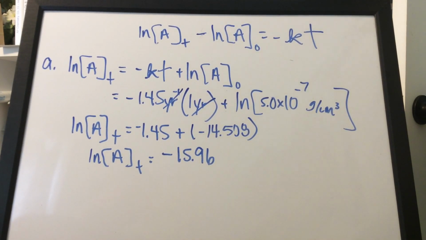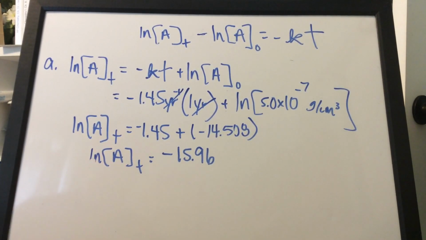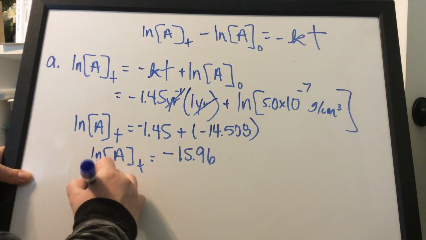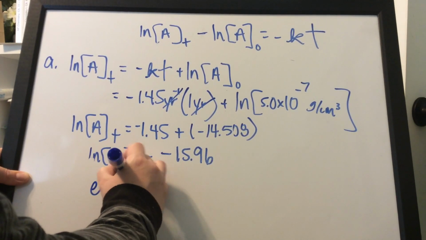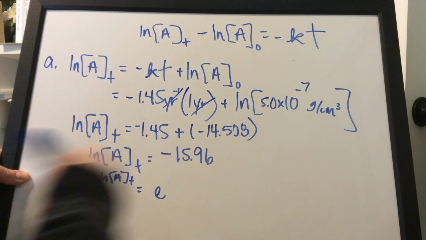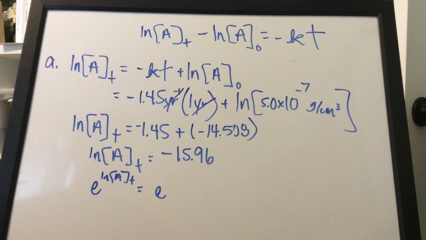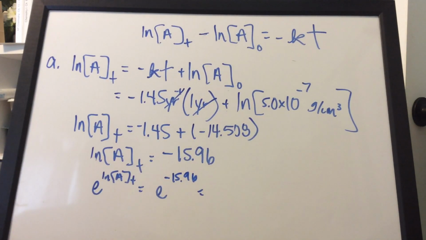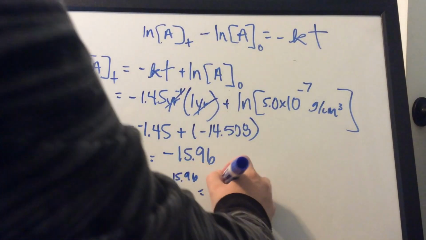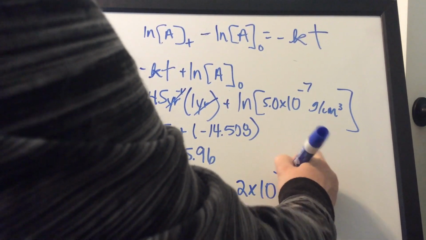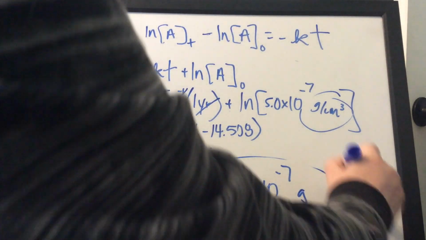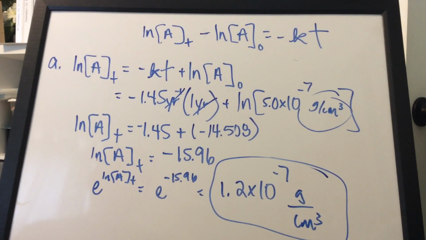But see, we haven't solved for concentration yet. This is the natural log of the concentration. So to get rid of natural log, you do E, right? I'm sure you've learned that somewhere in your math class. Which means I'm going to take E and raise it to the negative 15.96, and I get out a concentration of 1.2 times 10 to the negative 7th. Units are going to be the same. Just going to carry down. And so that's my concentration a year later, okay?